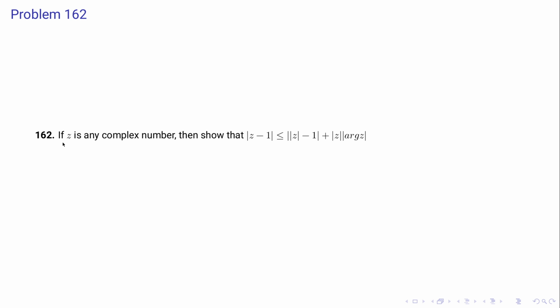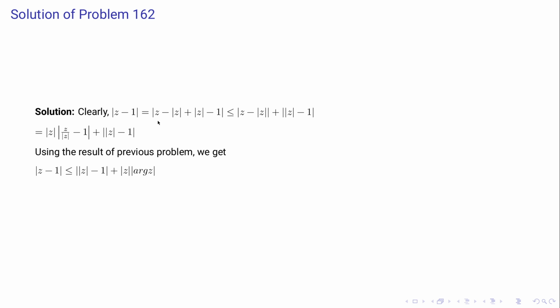Problem 162 says that if z is any complex number, then show that mod of z minus 1 is less than or equal to mod of z minus 1 plus mod of z into mod of argument z. So we are given mod of z minus 1. We can rewrite this as mod of z minus mod z plus mod z minus 1. That is, we add and subtract mod z. So clearly, we know that mod of z1 plus z2 is less than or equal to mod of z1 plus mod of z2.